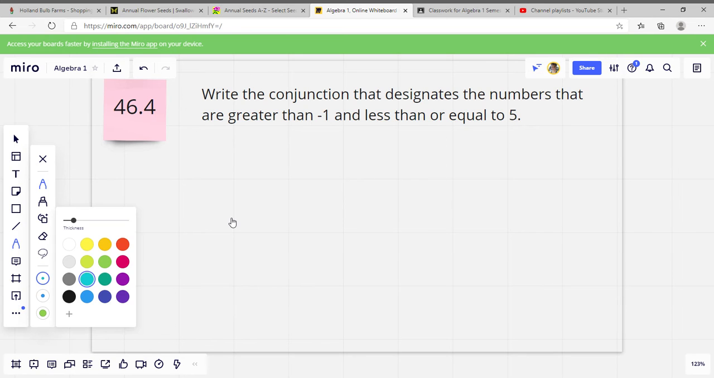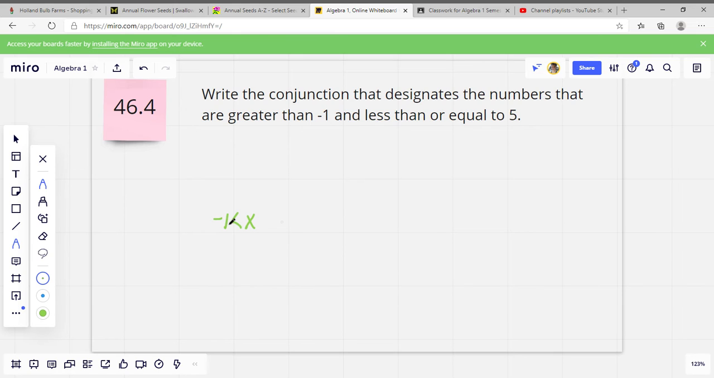All right, so I need it to be greater than -1. So -1 would be less than x, and x would be less than or equal to 5.